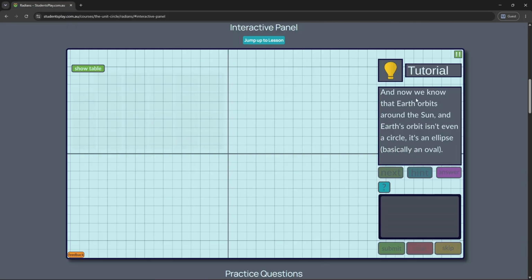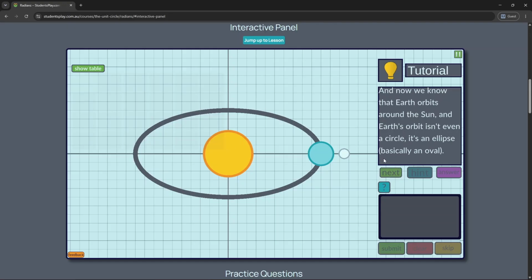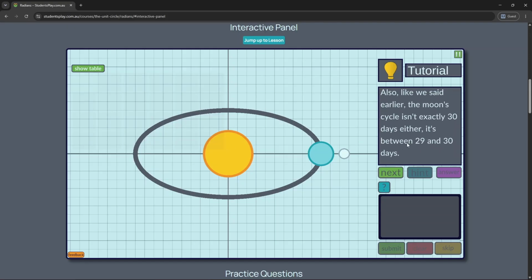Okay, and now we know that Earth orbits around the sun, and Earth's orbit isn't even a circle; it's an ellipse, which is basically an oval. So it's not even a circle. So it's really silly to base all of this off of that. Also, like we said earlier, the moon cycle isn't exactly 30 days either. It's between 29 and 30. Sometimes it's 29, sometimes it's 30. It's usually in between somewhere.